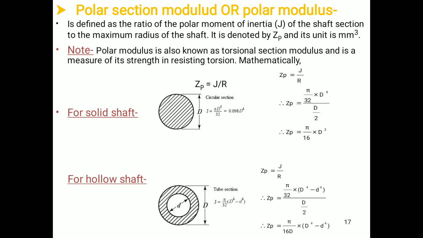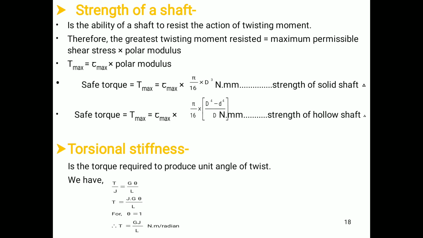This is all about the polar section modulus. It is a measure of internal resistance for the externally applied torque. Now our next concept is strength of the shaft. Strength of the shaft is the ability of the shaft to resist the action of twisting moment. A simple definition: the ability of the shaft to resist the action of twisting moment is known as the strength of the shaft.